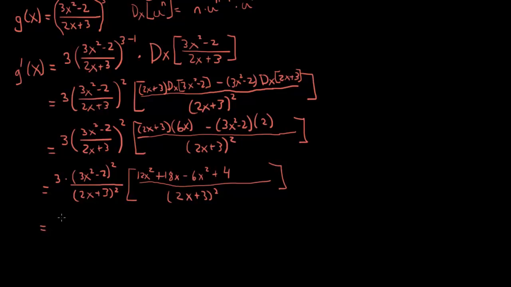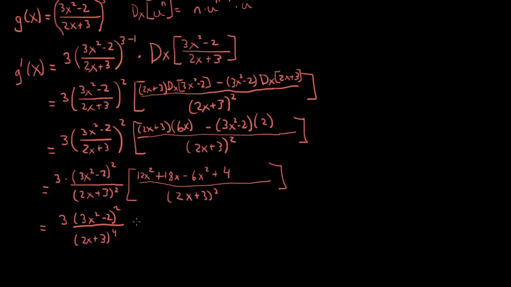So we have a 3 times 3x squared minus 2 squared. Now let's combine those denominators. Does it matter where? Let's just put it here. That is 2x plus 3 raised to the 4th power. That's rules of exponents, because the base here is equal to the base here, and they're multiplied together, so you can add the exponents and write it as a single base expression. So 2x plus 3 to the 4th power.